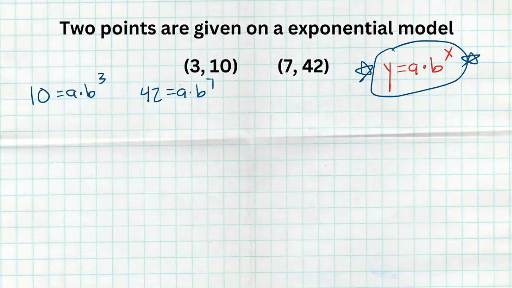Okay, now how do I solve this? Well, it's actually really, really easy. Follow along with me here. I'm going to first take this first one and solve for a. How do I solve for a? I'm going to divide by b cubed. There's a. Now I'm going to take that a value and substitute it in right there.